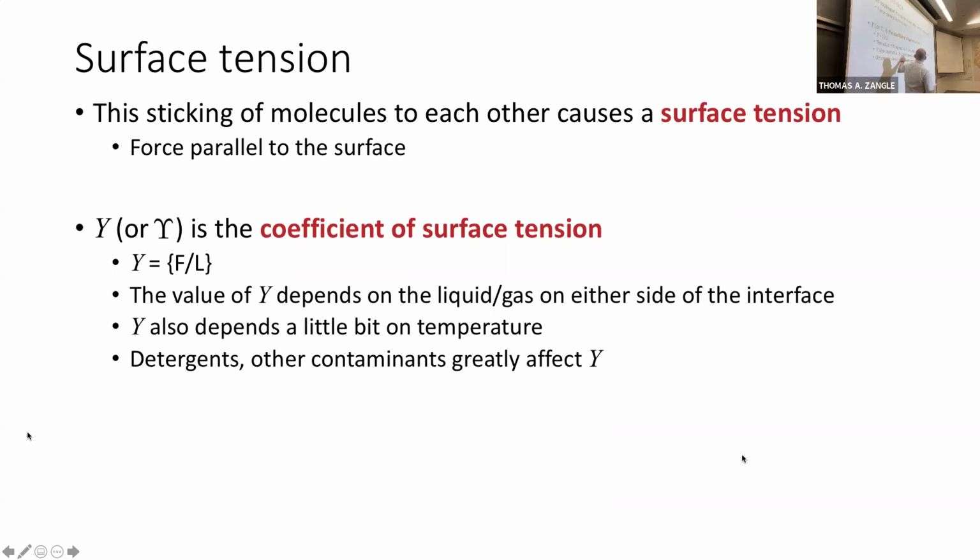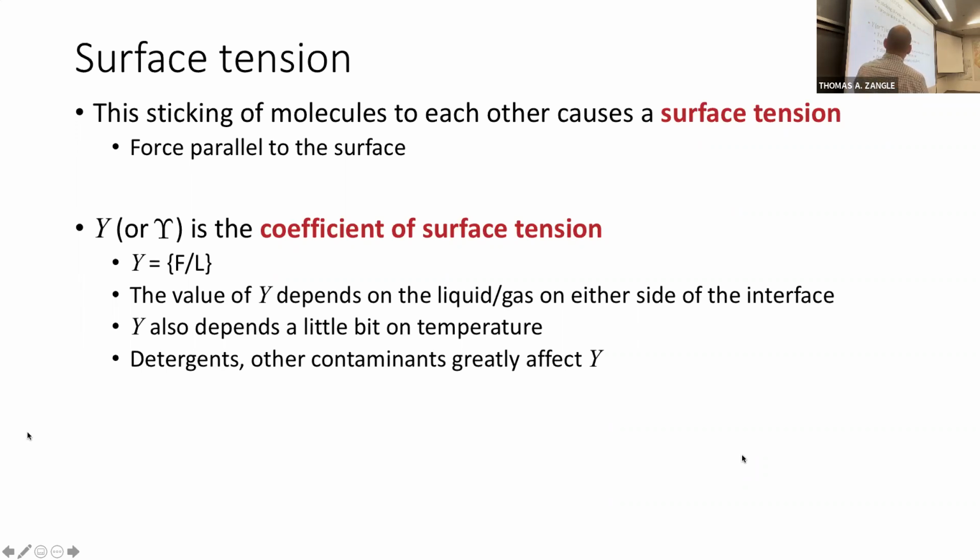The surface tension coefficient also depends a little bit on temperature and very greatly on contamination. Even a very small amount of something within your fluid phase can give rise to a vastly different coefficient of surface tension. So even a tiny amount of soap can greatly disrupt the surface tension of, for example, a water-air interface.